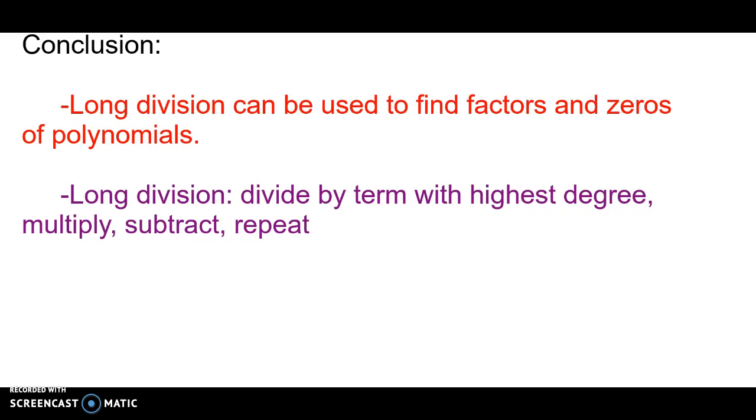So long division, it can be useful to find factors and zeros. We'll talk more about that coming up. And we want to divide by the term with highest degree, multiply, subtract, and repeat.